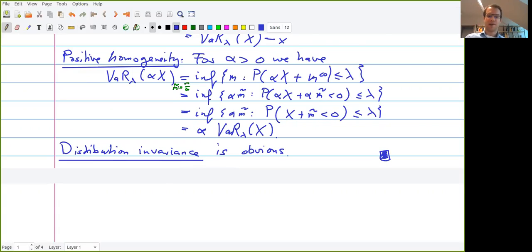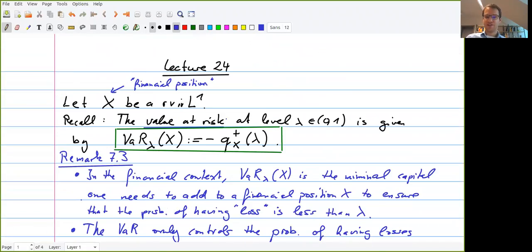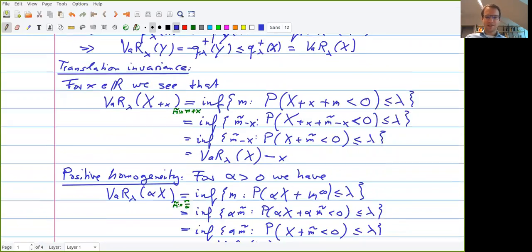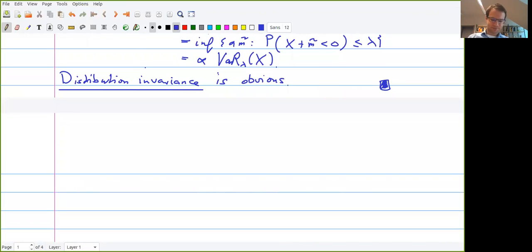Because let's scroll up to see the definition of the value at risk. Well, the very definition of the value at risk doesn't depend on the realization of x. It's defined by its distribution function. So every random variable which has the same distribution function creates the same value at risk. It only depends on the distribution of x. Okay, that was nice. Or at least simple for me.